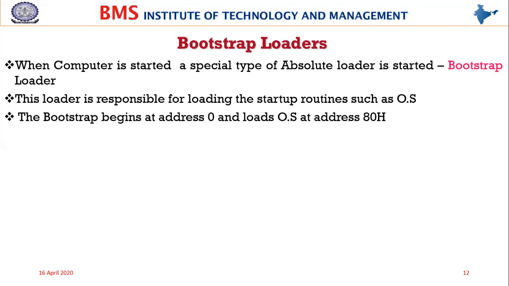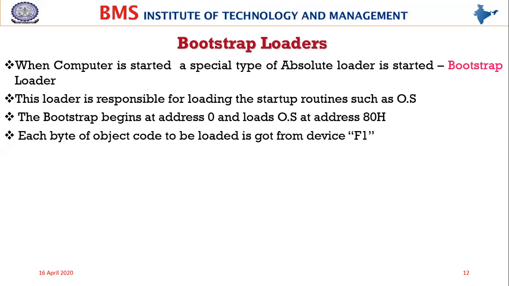The bootstrap begins at address 0 and loads the operating system to a specific address. Here in our example, we are assuming your operating system is supposed to be loaded into an address called 80H, meaning your operating system will be loaded into consecutive locations starting from 80H. This is a standard we are assuming. It's not required that every operating system will be loaded onto 80H, but for our example purposes, we are assuming that it will be. So these few assumptions we need to be clear about so that we can proceed further.